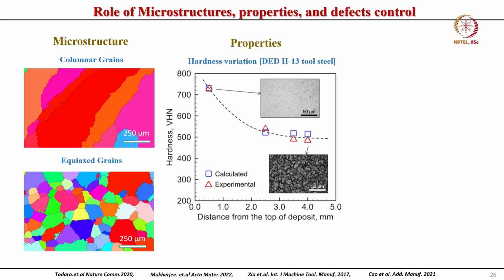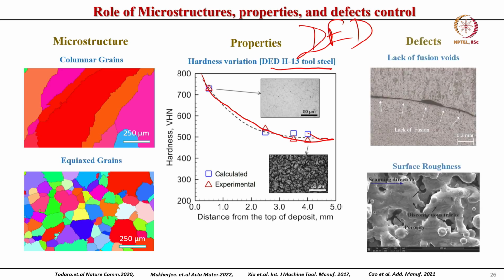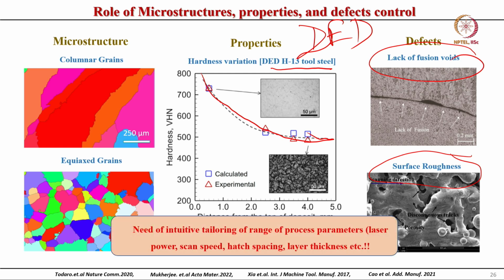This is the case for directed energy deposition, where H13 tool steel has undergone directed energy deposition. If you look at hardness and how the properties evolve from the top of the deposit, you see that there is a gradient in the hardness properties, which essentially means there must be a gradient in the microstructure. Defect wise, there is lack of fusion and surface roughness, and these also evolve in this kind of materials.